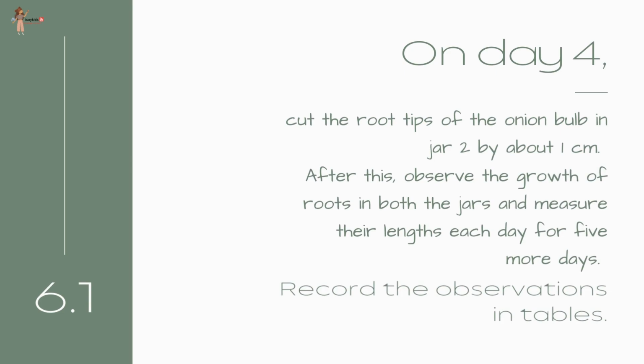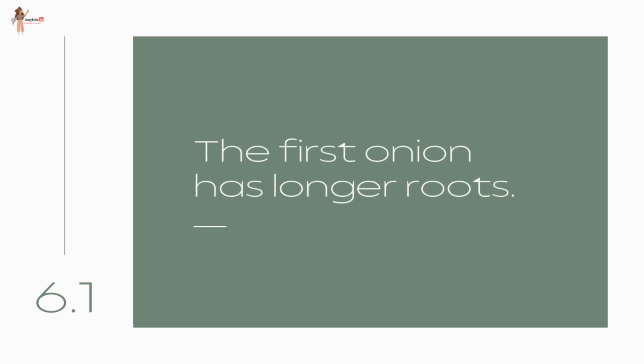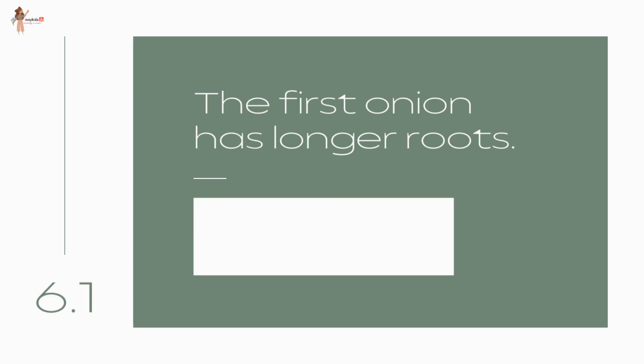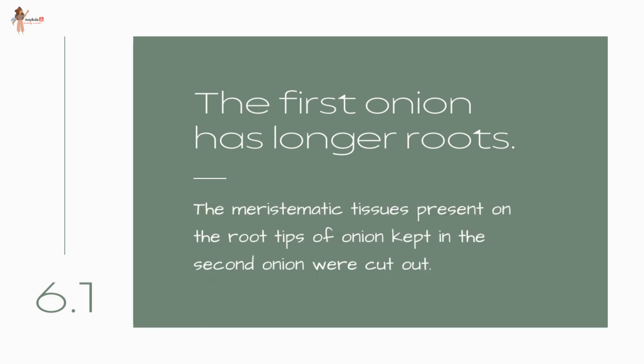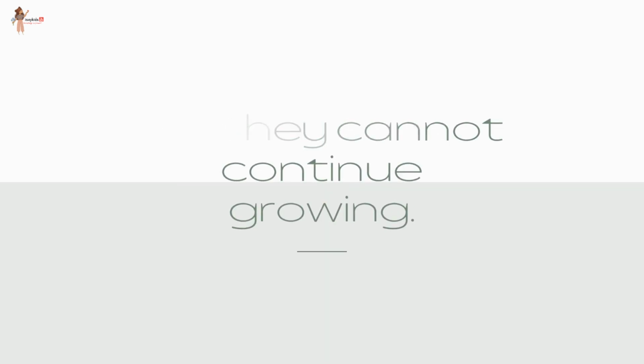Now, from the observations, we would see that the first onion has longer roots. This was because the meristematic tissues present on the root tips of the onion kept in the second jar were cut out. Now the next question is, do the roots continue growing even after we have removed their tips? The answer is no, they cannot continue growing.